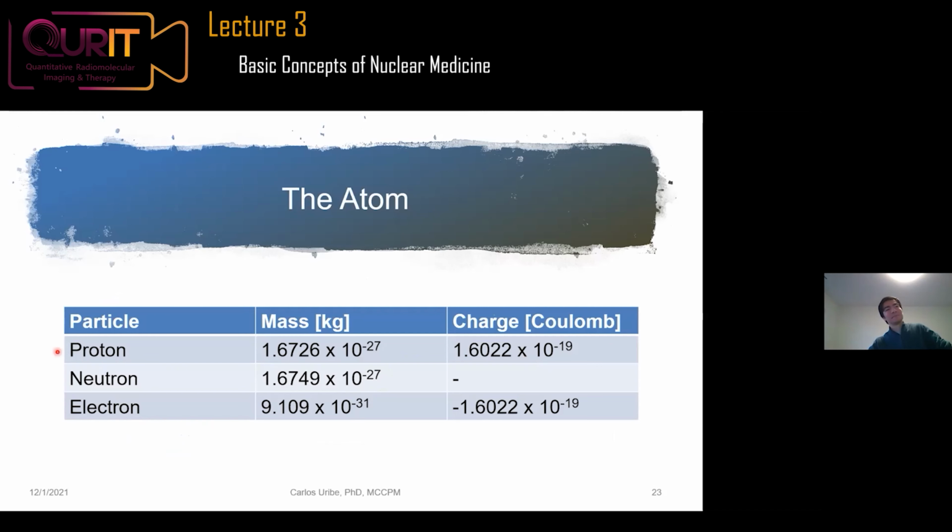The nucleus is protons and neutrons, and I'm giving some information about their masses and their charge. So a proton has a positive charge, an electron has exactly the same value of the charge but is negative, and a neutron has no charge. And you can see how the electron is 4 orders of magnitude less heavy than protons and neutrons.